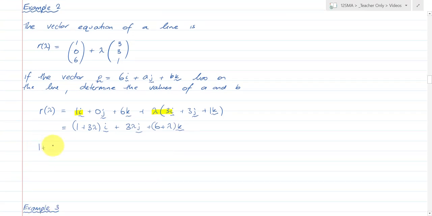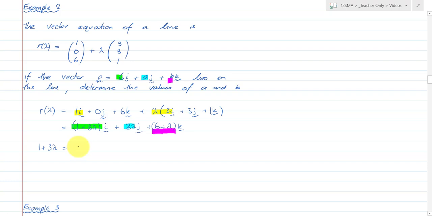So I get 1 plus 3 lambda is equal to this value here. This value has to be equal to 6, and this value has to be equal to the a, and this value has to be equal to the b. So I've got some known quantities here which I can use.